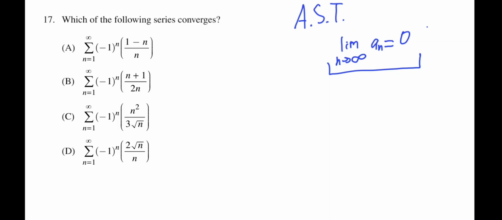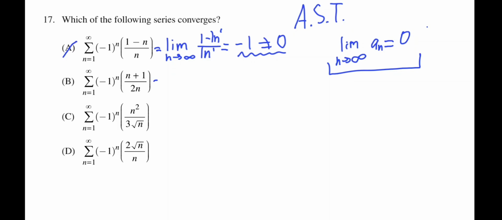So if we test A out, the limit as n approaches infinity of (1 minus n) over n. Now the limit to infinity for any given function would be the horizontal asymptote of that function. Since we have the same power of n at the top and the bottom, it should be the ratio of their coefficients, which is negative 1 over 1. That limit would be negative 1, which is not equal to 0. So we cannot prove it to be convergent using the alternating series test. So A would not be the answer.